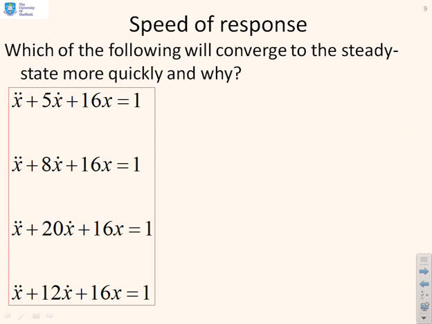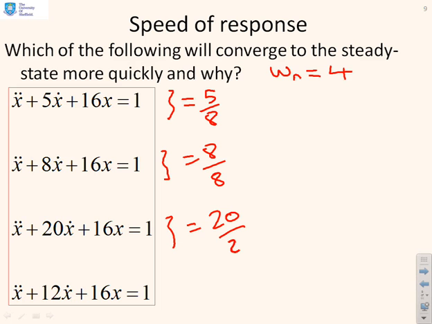So an example just to check. Look at these. Which do you think will converge to the steady state more quickly, and why? So first let's calculate the damping. Now for all of these we know that omega n equals 4. We can see that because they've got 16. And therefore for this one zeta equals 5 over 8. For this one, zeta equals 8 over 8. For this one, zeta equals 20 over 8. And for this one, zeta equals 12 over 8.